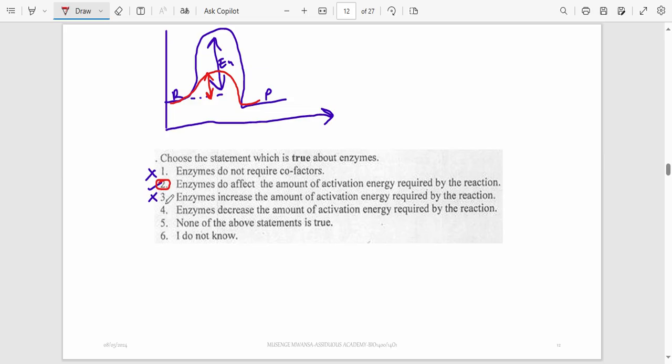Okay, so option three, enzymes. You can get negative 100 instead of getting 100%. So option four, enzymes decrease the amount of activation energy. This is correct. Option two is not wrong, but as our friend has said, it can either be positive or negative. That's why it's not the best option. Is this okay? Is this question good?